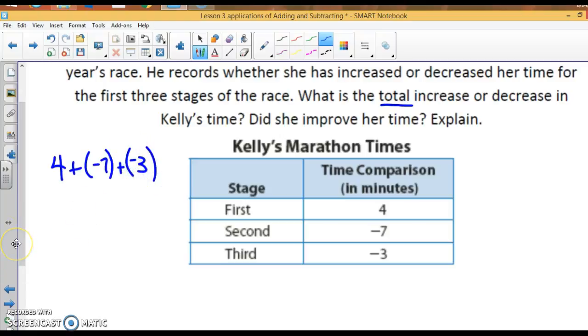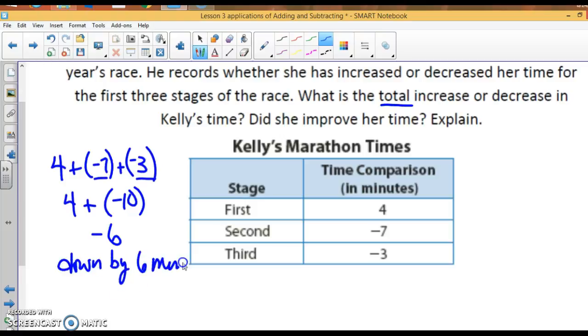I can add these any way I want, because order doesn't matter when you're adding because of the commutative property. I'm going to add the two negatives first. So bring down this 4 plus -7 plus -3. They are the same. So I add and keep the sign. It's -10. 4 plus -10, they are different. So I subtract and take the sign of the larger, -6. So did her time improve? Yeah, she went down by 6 minutes. So of course her time improved because it took her less time to finish the race.